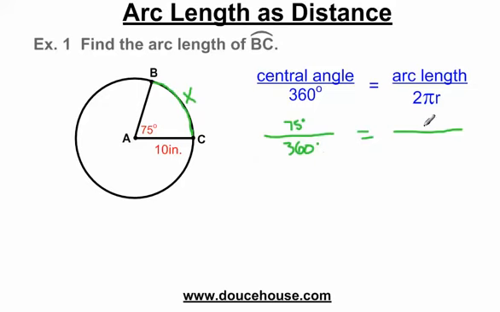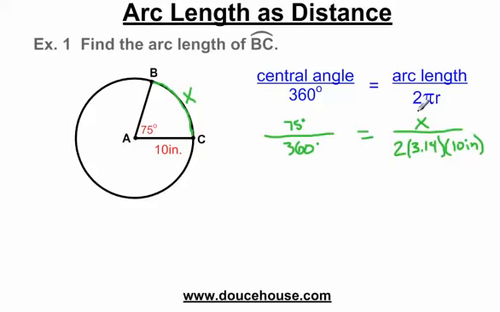Now the arc length is what I'm finding. I'm going to put an X here. We know what 2 is. Pi, I'm going to use 3.14. And then the radius I know is 10 inches. That's a little messy there. I'm actually going to simplify this guy before I start to do any cross multiplying.